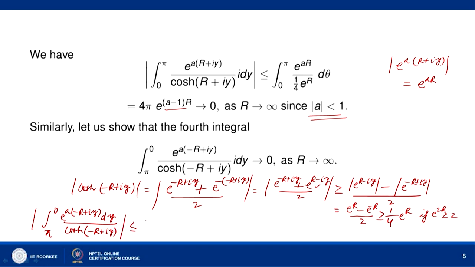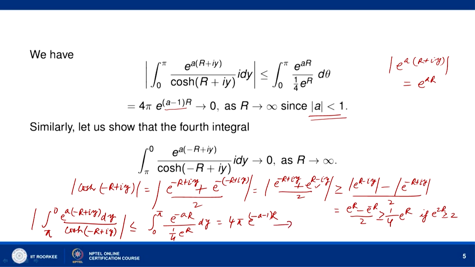This is less than or equal to the integral from π to 0, we can make it 0 to π because the modulus is there. So, we have e to the power minus a r divided by 1/4 e to the power r dθ, or dy. So this is equal to 4π times e to the power (minus a minus 1) r. Again, mod of a is less than 1.